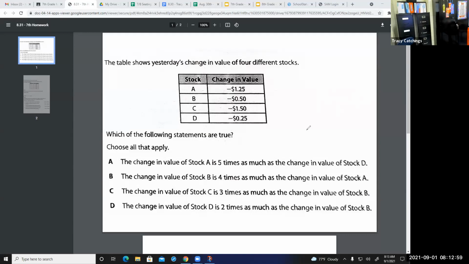All right, number one, it says the table shows yesterday's change in value of 4 different stocks. Which of the following statements are true? Human, talk to us. A. How you get A? With B? As in dog, talk to us.